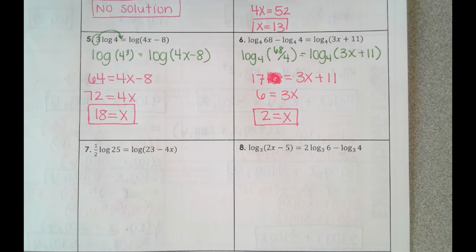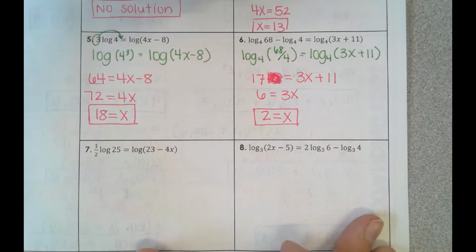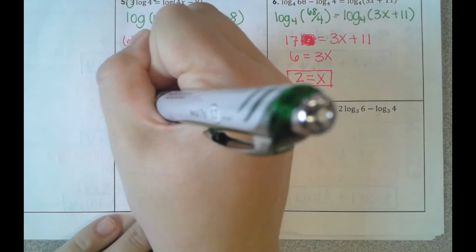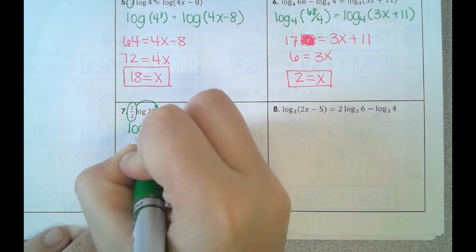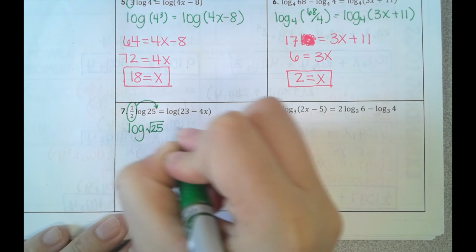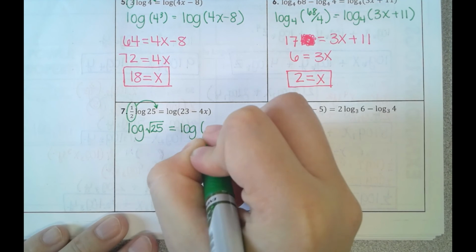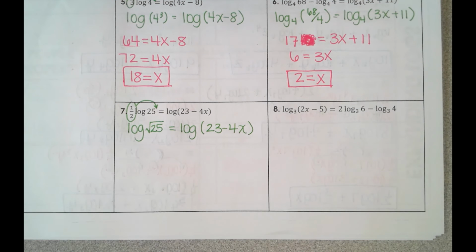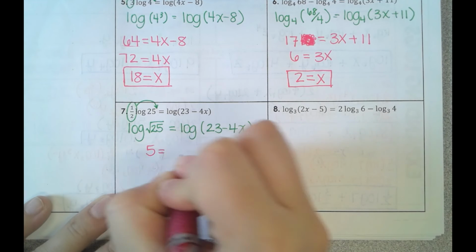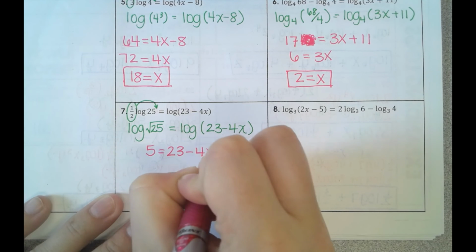Number 7, I have a 1/2 there in front. So that becomes an exponent. What do we know that a 1/2 exponent is? Square root. So this is really log of square root of 25 equals log of 23 minus 4x. One-half exponent is square root, 1/3 is cube root, 1/4 is fourth root, and so on. So this is 5 equals 23 minus 4x.